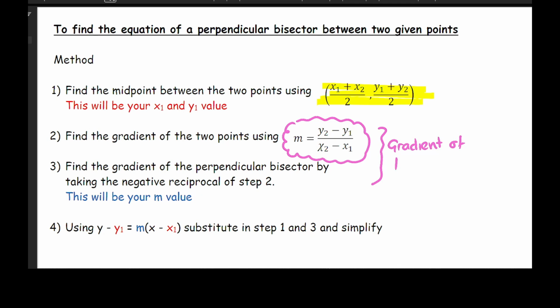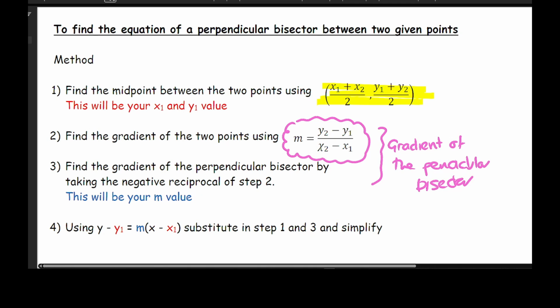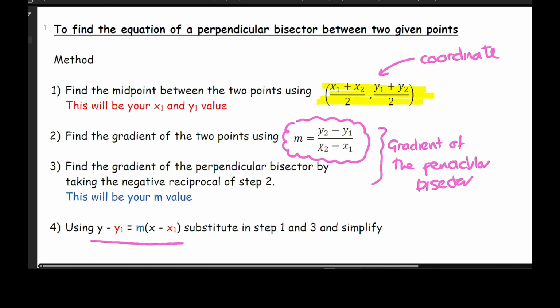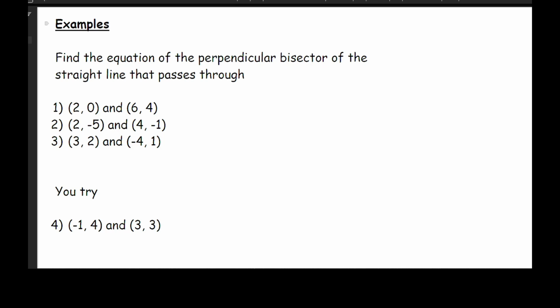So these 2 steps here are going to give me the gradient of the perpendicular bisector, and this point here is going to give me the coordinate. And once I've got those 2 things, all I then need to do is use the equation of a straight line and substitute those 2 values into the formula. So now let's have a look at some example questions.